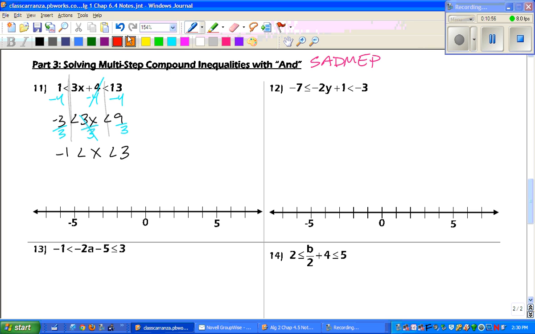You do not divide by a negative, so those symbols stay the same. Negative 1, you're open. 3, you're open. And we shade in the middle.